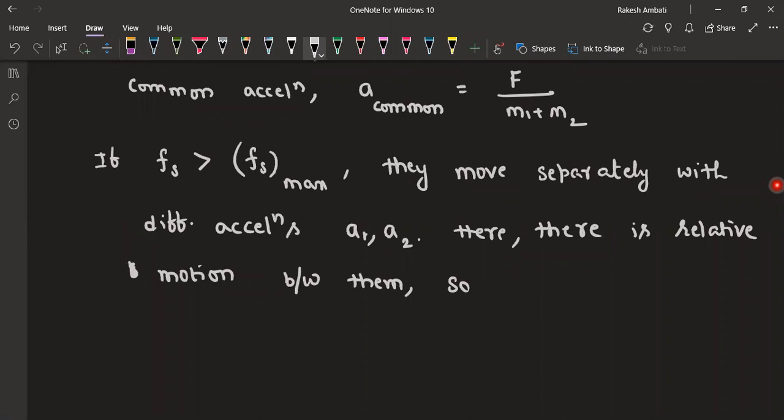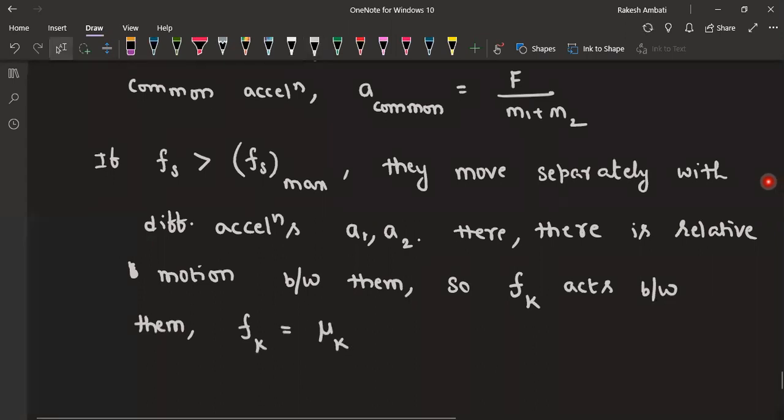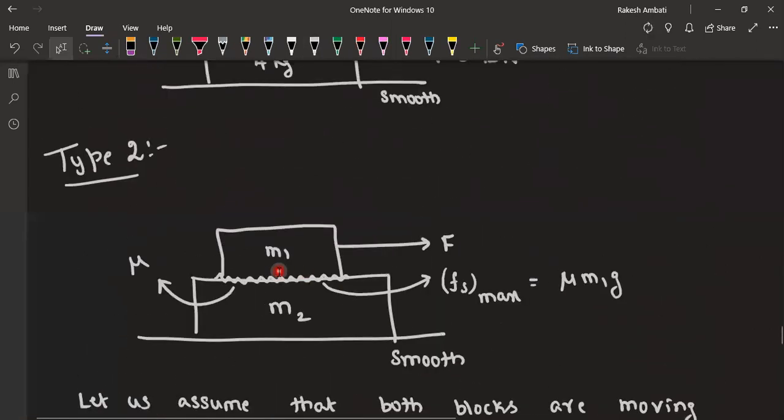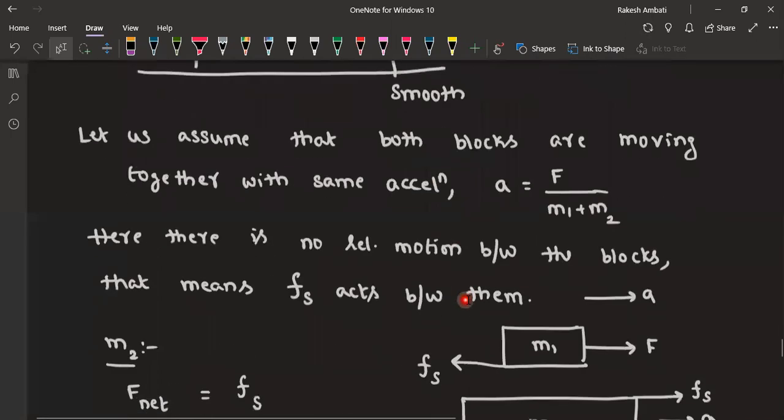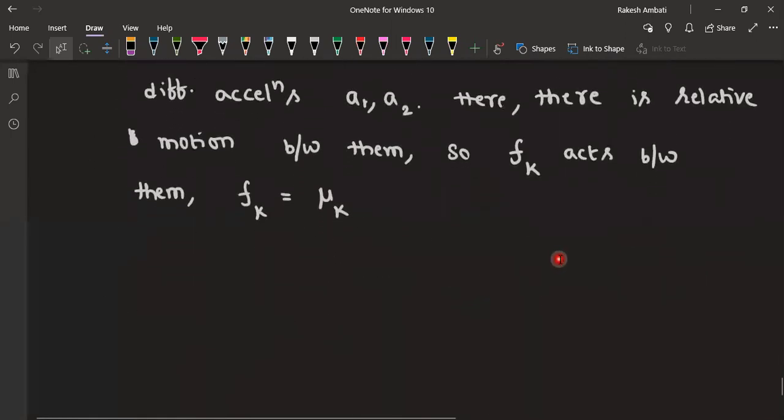So Fk, the kinetic frictional force, acts between them. But how to find this kinetic frictional force? Mu k into N. And what is the normal force? M1g or M2g? Perfect. Mu k into N, that normal force is M1g.